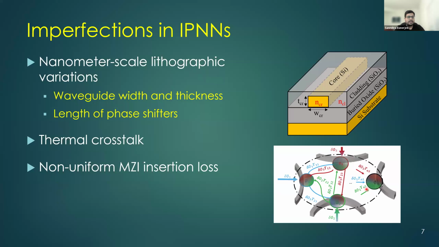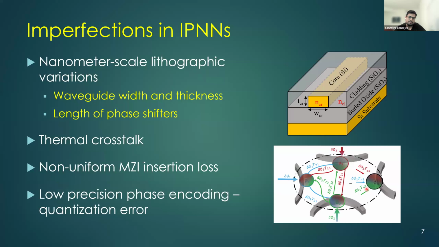And finally, as is true with any neural network, there can be quantization errors. So if we want to reduce the memory overhead associated with storing the weights, we will inevitably incorporate some quantization errors, and we'll see that the effects of these quantization errors are different based on which MCI, like which phase angles, are quantized.